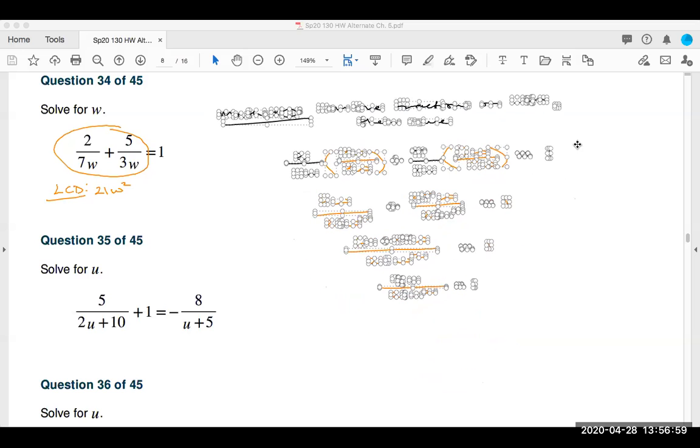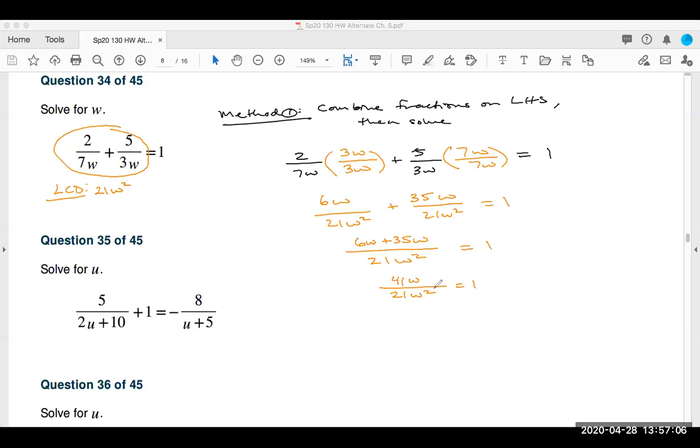Okay. So then from here, what you would do, you would multiply both sides of your equation by the denominator, 21W squared, so that you can get rid of it on the left side. So now you have 41W equals 21W squared.